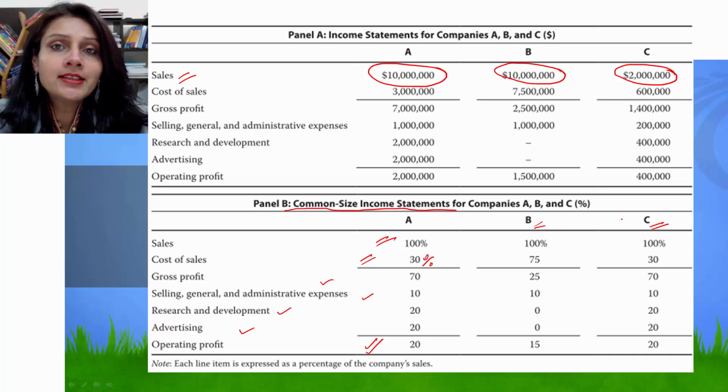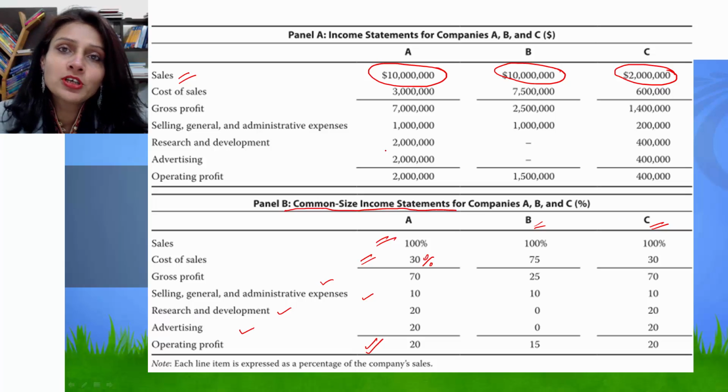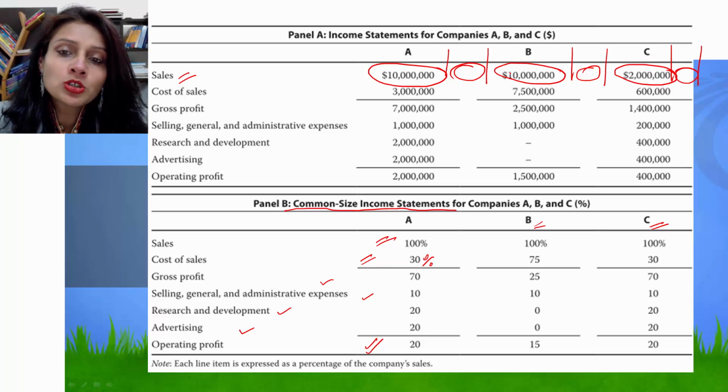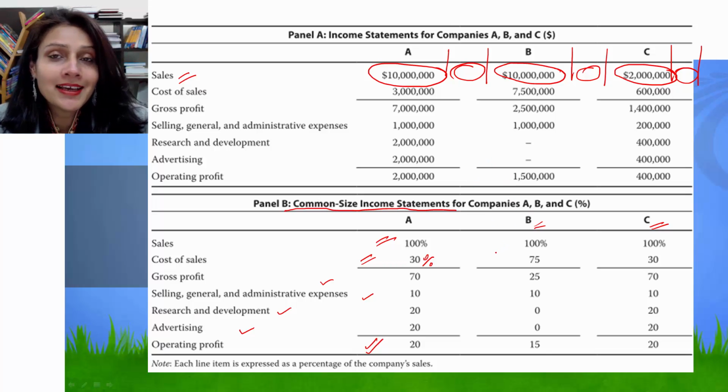On the same lines, you should make the common size statements for company B and company C. I usually take the figures in an Excel sheet and I insert a column after every column. So I usually insert a column here, one column here, and another column here. I put a formula in each of these cells and I just pull it down so that I can get the figures for common size analysis. So let's see how these can be analyzed now.